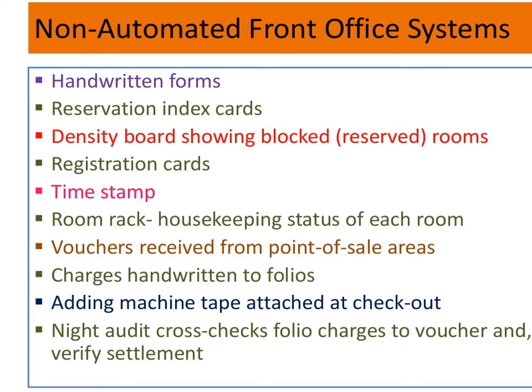Non-automated front office systems use handwritten forms, reservation index checks, a density board showing blocked reserved rooms, registration cards, time stamp, room rack, housekeeping status of each room, vouchers received from point of sale areas, and charges handwritten on folios.